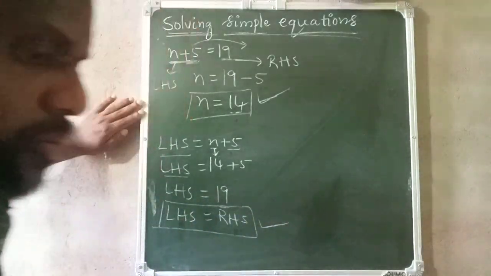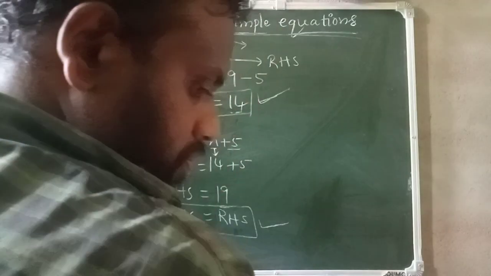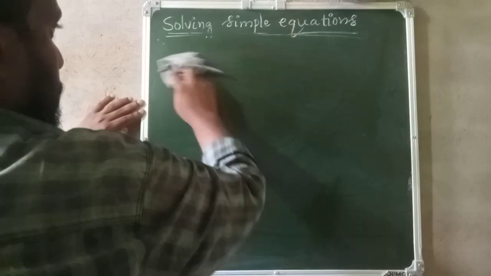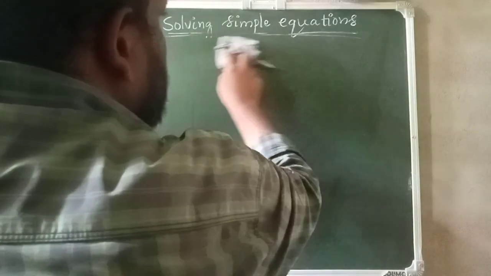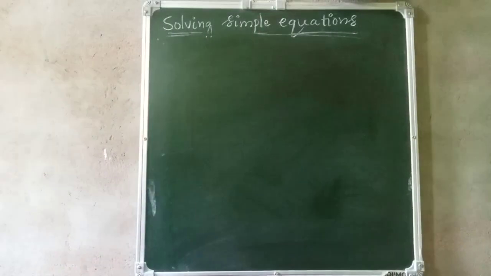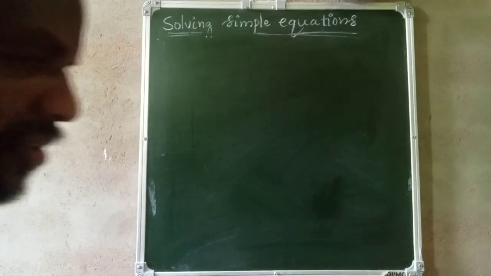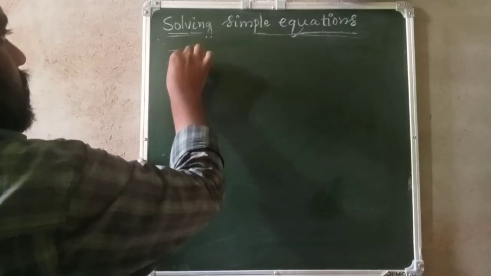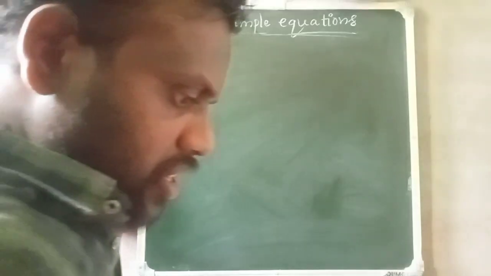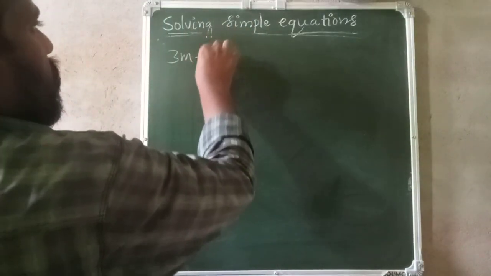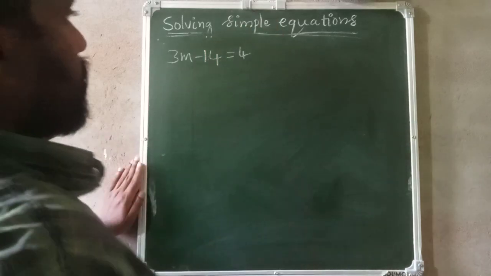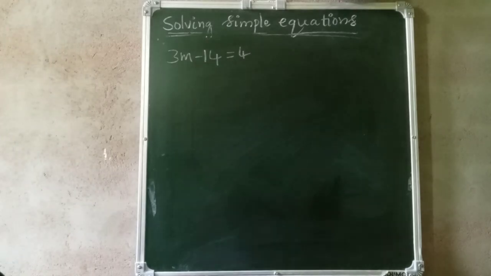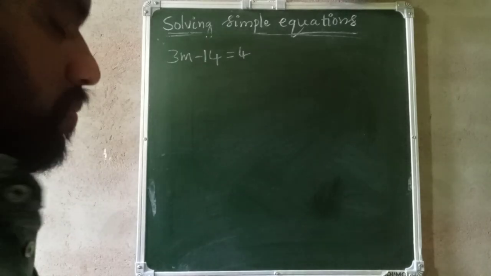Okay, next we will move on to another equation. Another equation is 3m minus 14 is equal to 4. Okay. 3m minus 14 is equal to 4. So now we have to solve this equation.